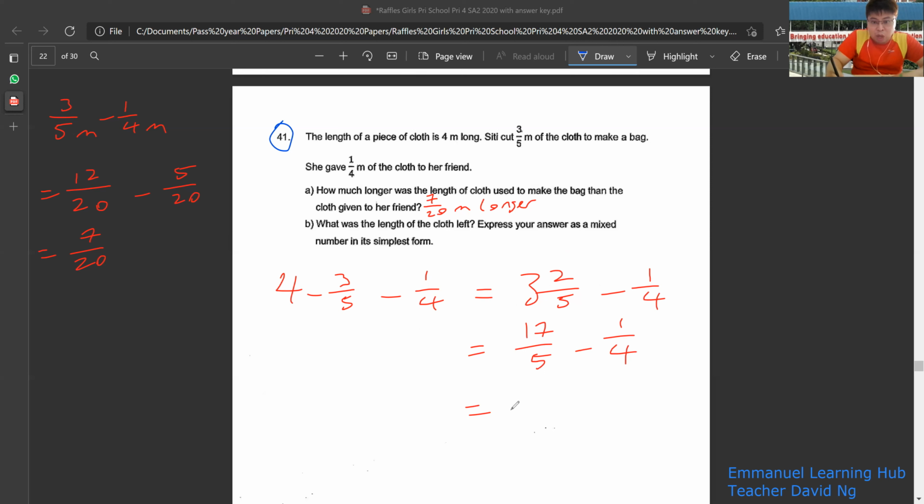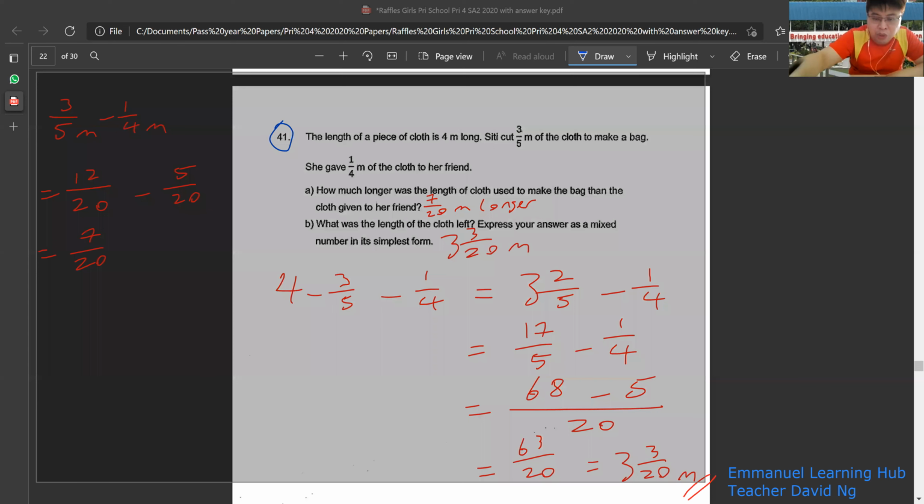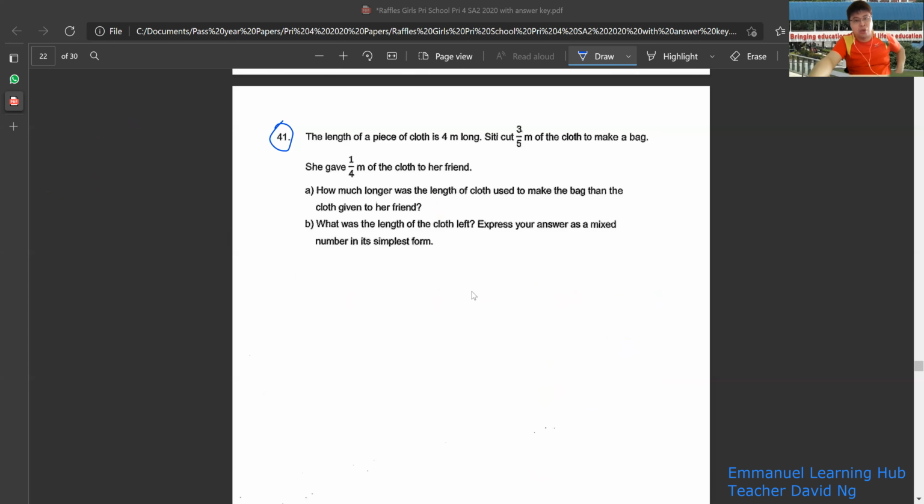Then the same denominator is 20, right? 5 times 4, right? 17 times 4 is 68. 68 minus 5, 63/20. 63/20 is 3 3/20 meters. Okay, understand now? Yes. Because the fraction is quantity, so you can just minus off straight away without multiplying by anything.